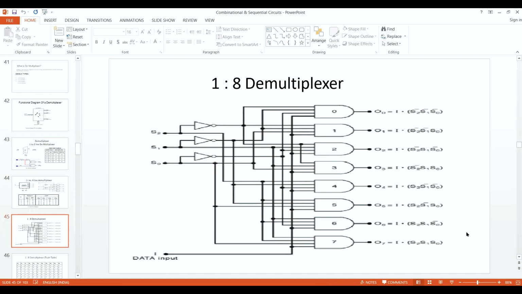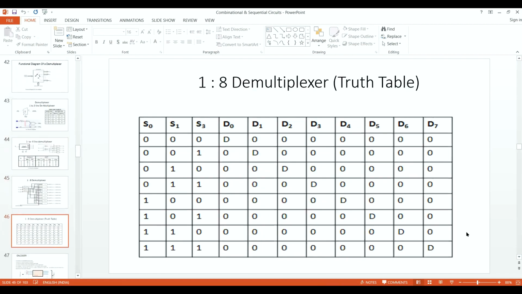Similarly, in the 1 to 8 demultiplexer, you can see outputs 0 to 7. 8 AND gates are used, and the different select lines can be seen: S0, S1 bar, S0 bar, S2 bar, and so on. Similarly, you can change the permutation combination for the select lines as I already discussed with you. In the truth table for the 1 to 8 demultiplexer, you have D0, then D1, D2, D3, D4, D5, D6, and D7.